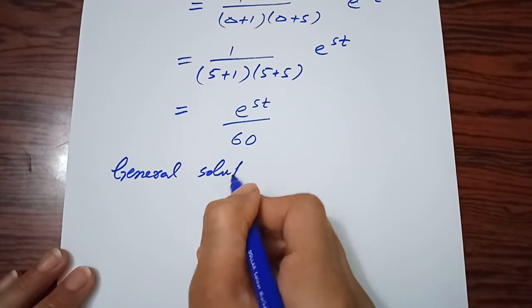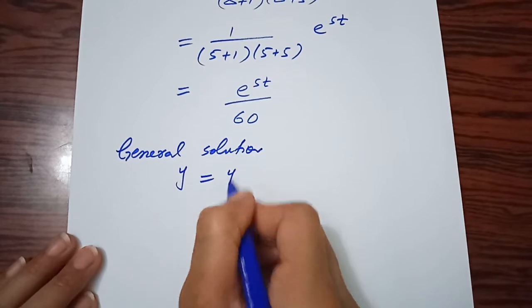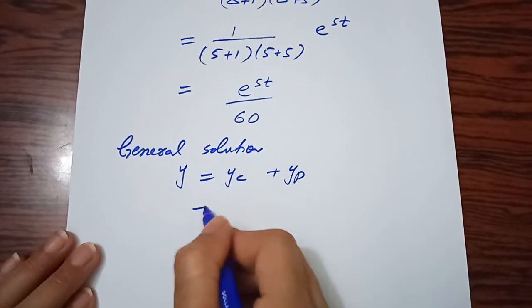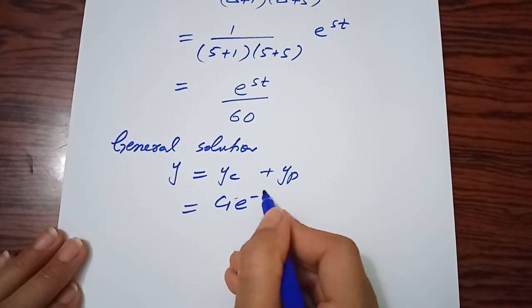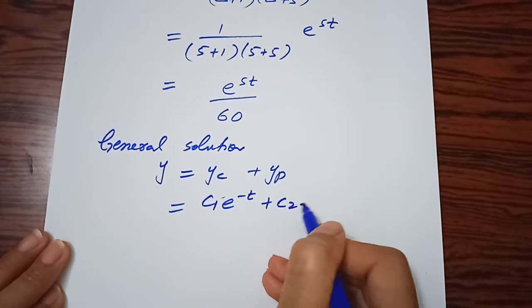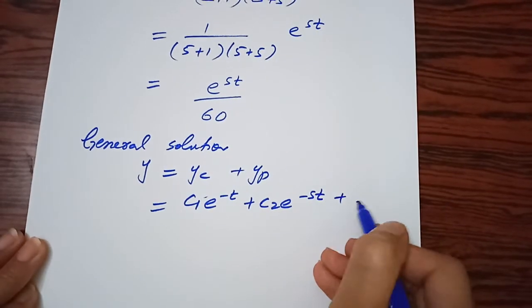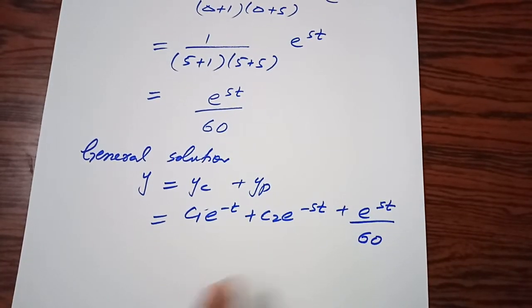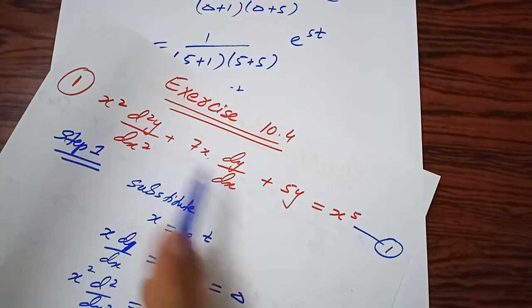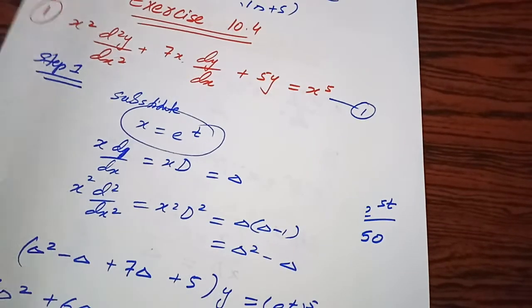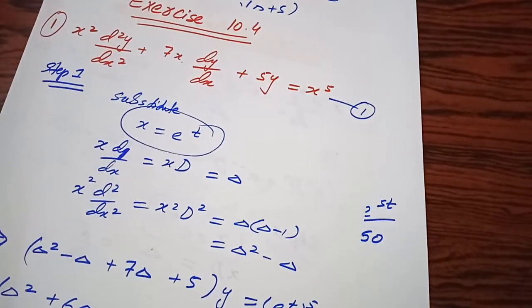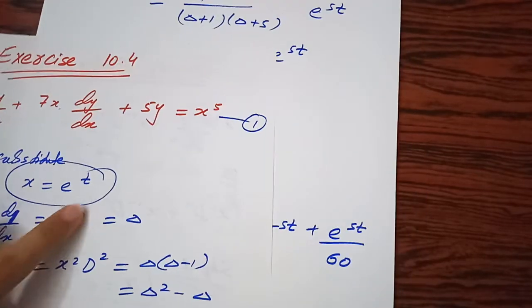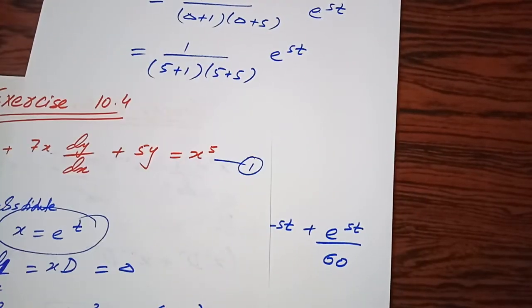So our general solution is going to be y equals yc plus yp, and substitute the values. Now you know that your question was in x, not in t. Your question was in x. So we have to use the back substitution of this to remove the t. How can we remove the t? Let's take the value of t out of here.